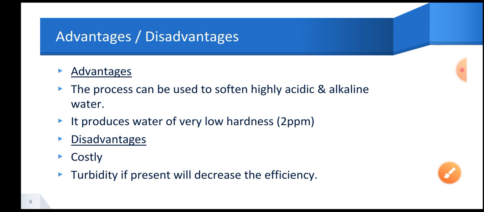So what are the advantages and disadvantages of the process? The process can be used to soften highly acidic and highly alkaline water. Water of any pH can be softened through this process. It produces water of very low hardness. The residual hardness left after the process is only about 2 ppm, so we can compare this water with distilled water. The water is now free from all the minerals since cations as well as anions are both exchanged by the process.